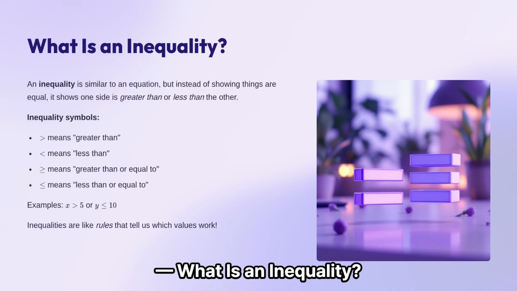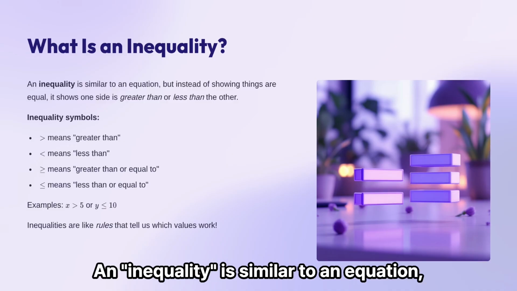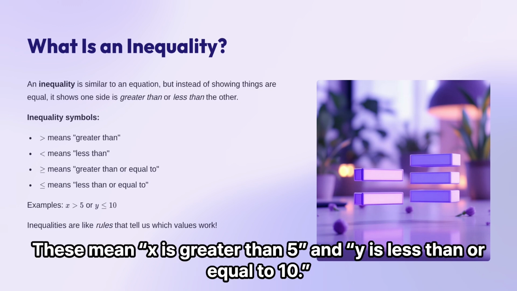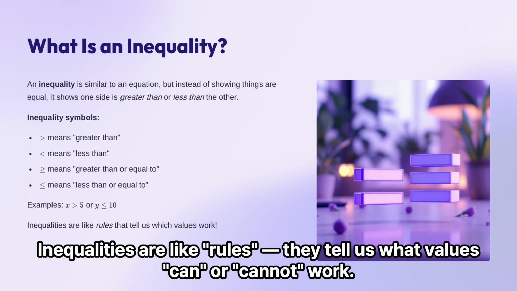What is an inequality? An inequality is similar to an equation, but instead of showing equal, it uses 4 symbols, which are greater than, less than, greater than or equal to, and less than or equal to. Examples: x > 5, y ≤ 10. These mean x is greater than 5 and y is less than or equal to 10. Inequalities are like rules: they tell us what values can or cannot work.